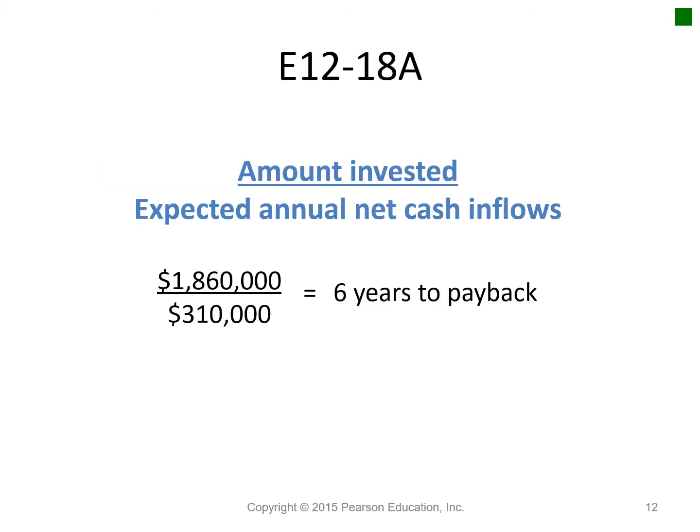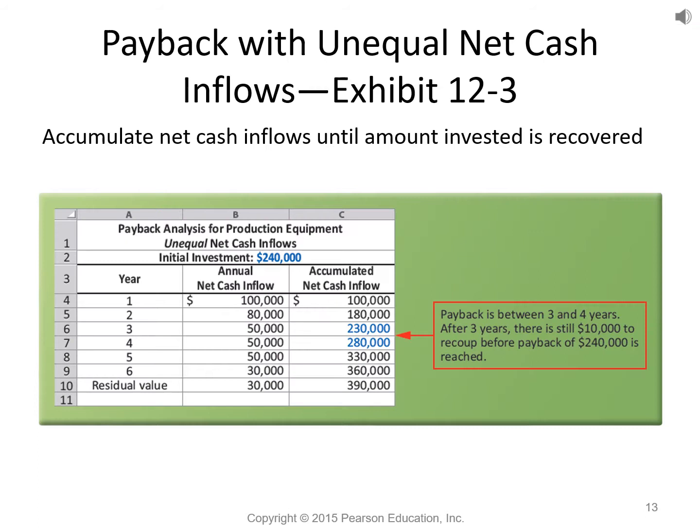So in this case, when you take the amount that you're investing, the outflows, and divide by those inflows, notice you get 6 years. And if you need to have the payback before 5 years, this does not look like it would be a good investment. The other issue with the payback method is that in the ones we've looked at so far, the cash inflows were equal. Sometimes you can also get unequal cash inflows.